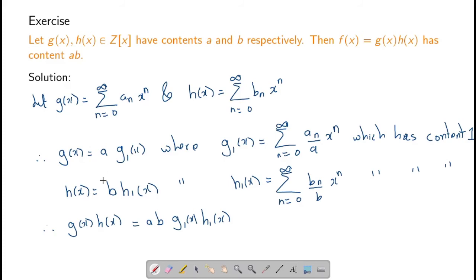By Gauss Lemma, notice that since g1 of x and h1 of x are primitive polynomials, g1 into h1 will again be a primitive polynomial. And hence, now we are multiplying ab to the coefficients of a primitive polynomial, which means that the content of g of x into h of x will be ab.